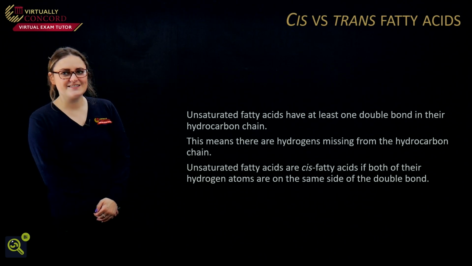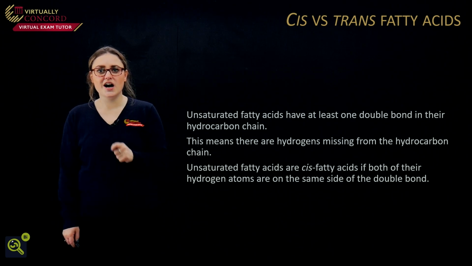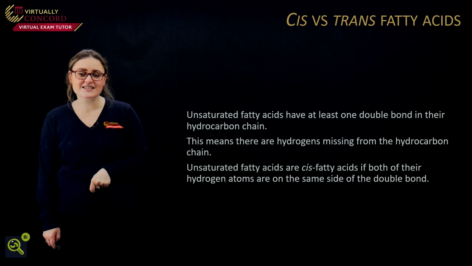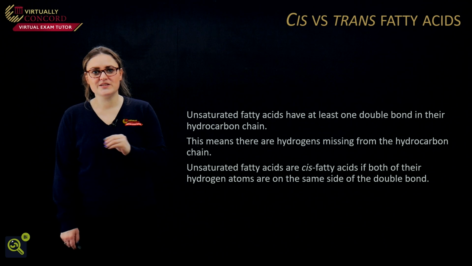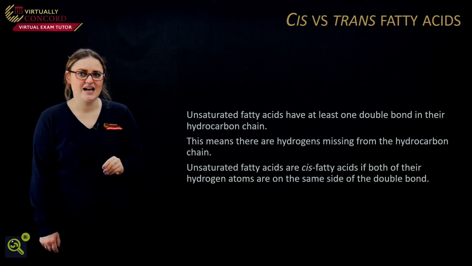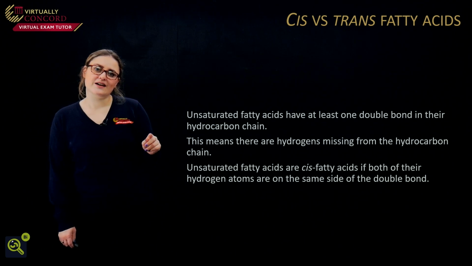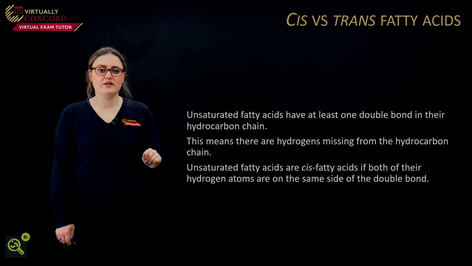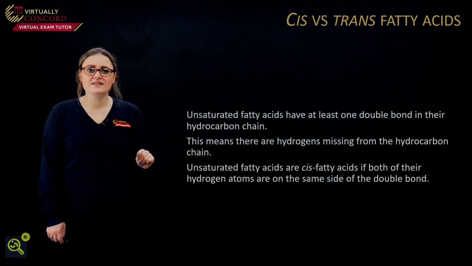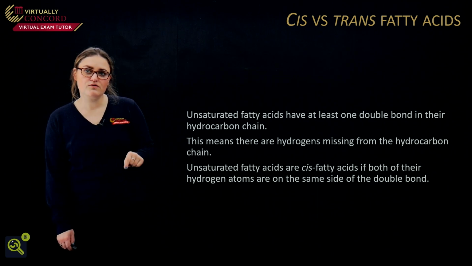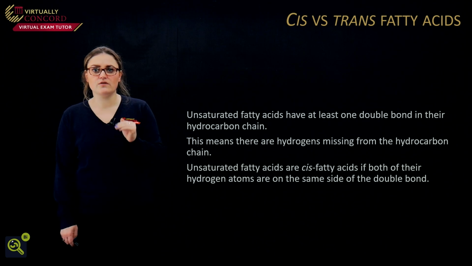Now that we've looked at the differences between your saturated and your unsaturated fatty acid chains, let's have a look at the difference between your cis and your trans fatty acids. So the unsaturated ones have at least 1 double bond in their chain, so there are some hydrogens missing, and the cis fatty acids have both of those hydrogens on the same side of the double bond.